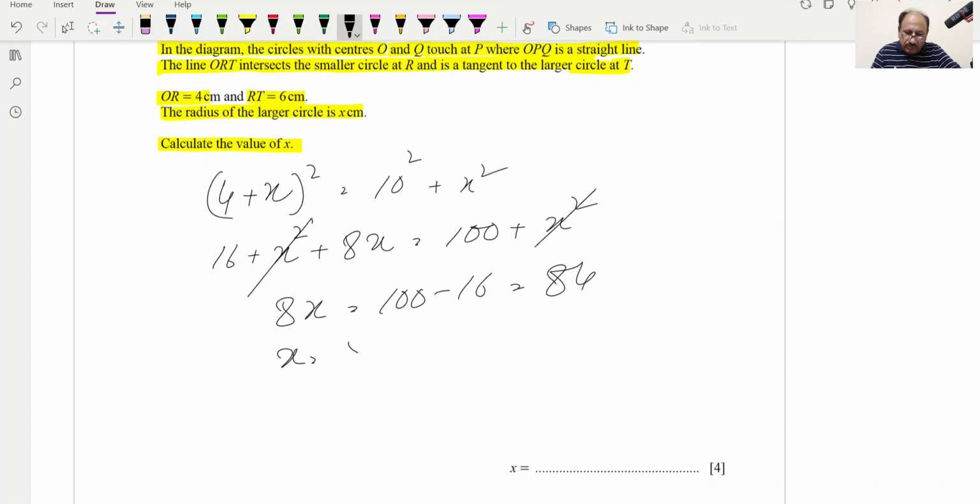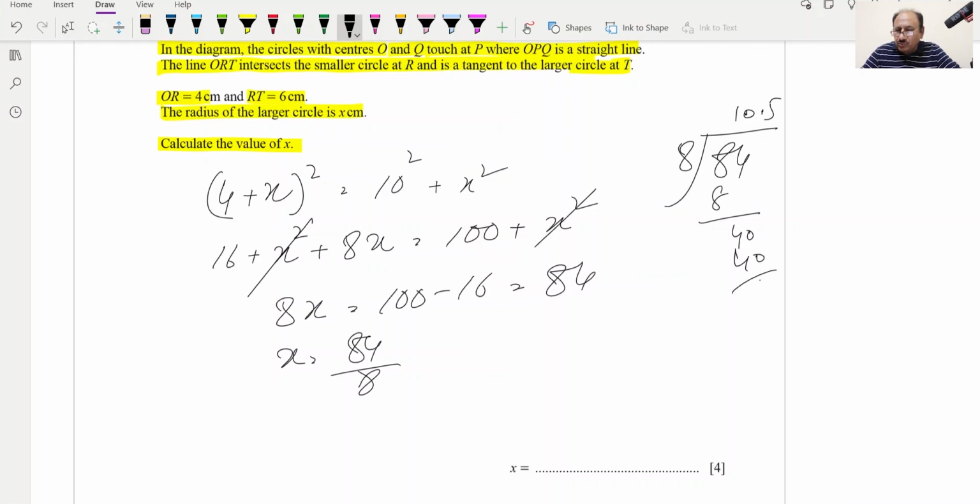So x will be equal to 84 over 8, and we can divide 84 by 8. 8 ones are 8, then 4 and 0, then decimal, then it will be 8 fives are 40, so 10.5, not 10.4. So this will be 10.5. 10.5 will be our final answer for this 4 marks part.